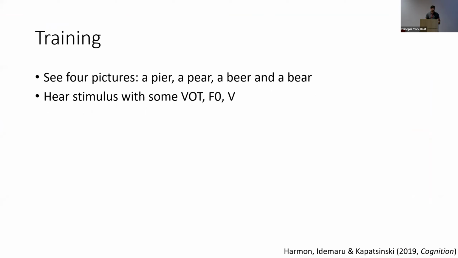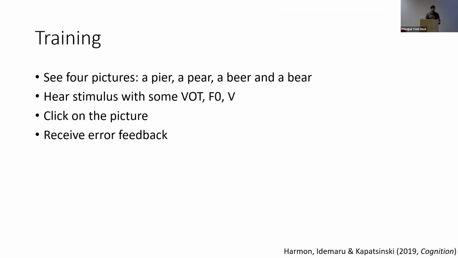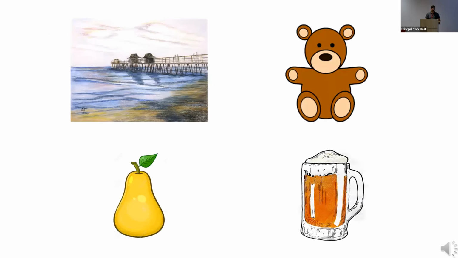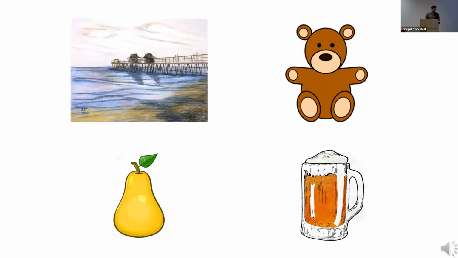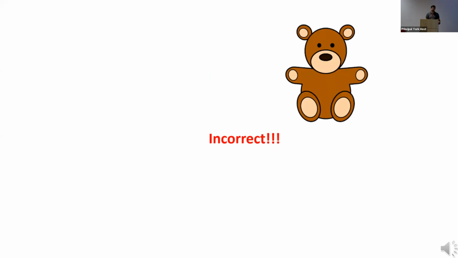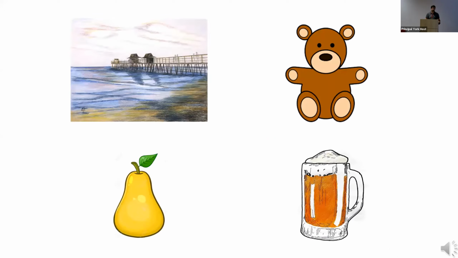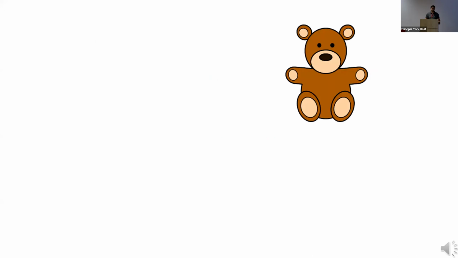They would hear a stimulus with some VOT, F0, and vowel. They click on the picture they think that sound is referring to and receive error feedback like this. And test is the same as training, but no feedback. So you would see these pictures, you would hear bear, and if you click on the pair, then you get feedback that says it's incorrect. If you clicked on the bear, then you would just get the bear remaining on the screen like this.